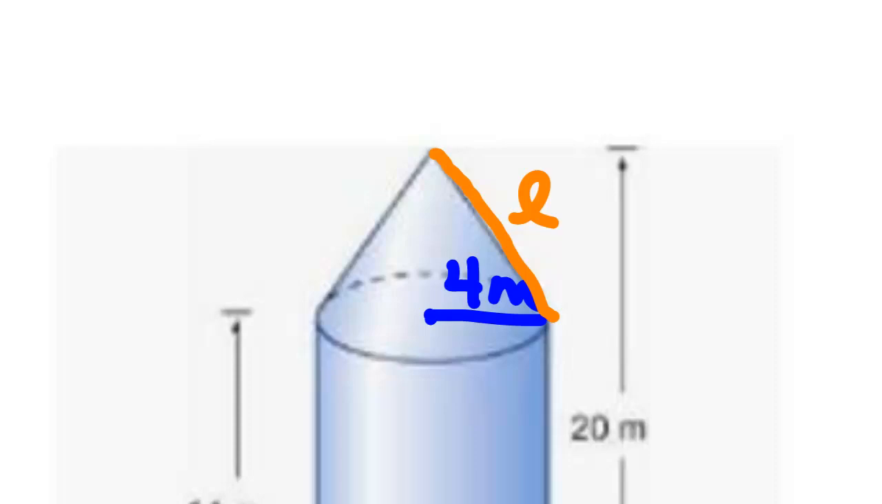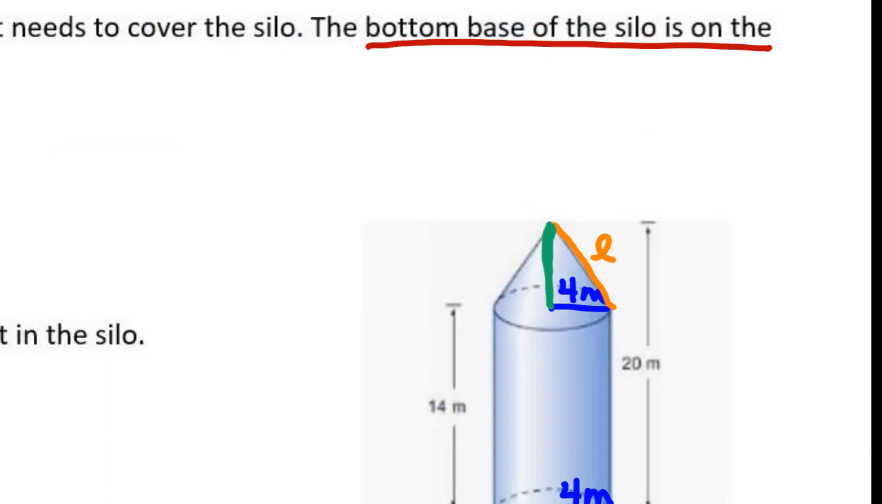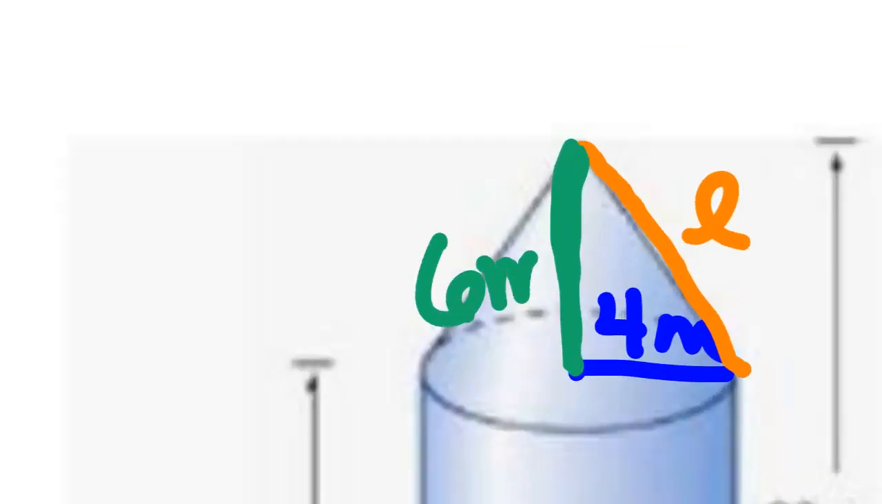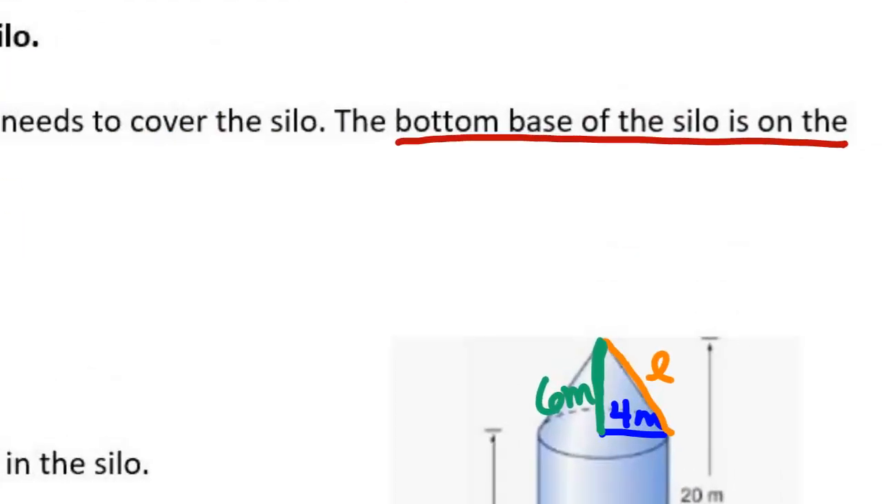I'm going to need to use Pythagorean theorem to figure that out, but that means I need to know what the height of the cone is. The height of the cylinder is 14 meters, and the height of the whole thing is 20 meters. That's 6. So we have 6 left over, 6 meters for the height of the cone. So we're going to use Pythagorean theorem to find our slant height.